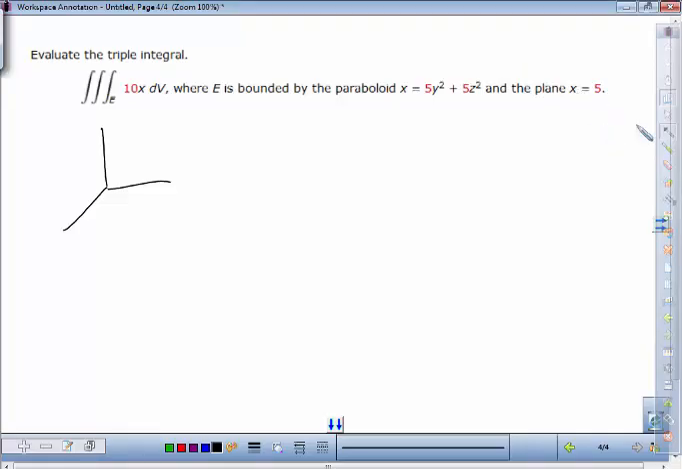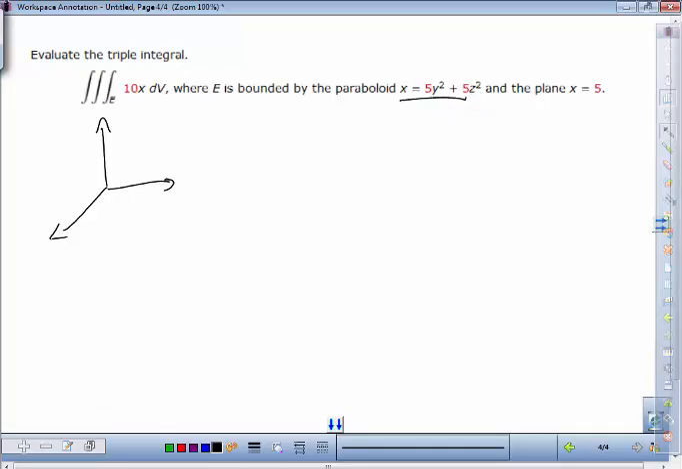So z equal to a constant gives horizontal planes. But when x is equal to something, this is going to be parallel to the yz plane. And we have to figure out where that is. On top of that, we have to figure out where they intersect. So that's going to be another challenge. All right, let's start with this paraboloid.